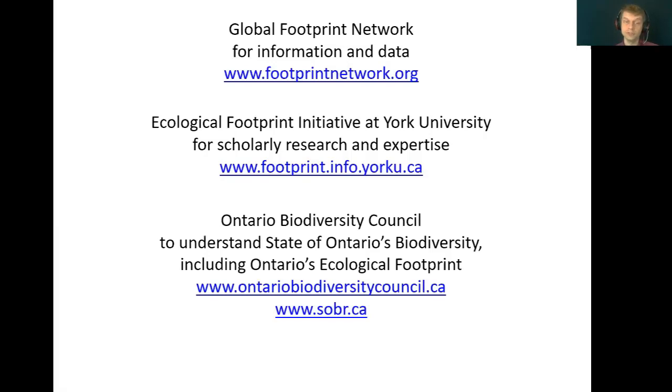And there's the Ontario Biodiversity Council, which helps to understand the state of Ontario's biodiversity, including Ontario's ecological footprint. Ontario's ecological footprint is one of the measures that's used in the State of Biodiversity Report for Ontario. And you can find that State of Biodiversity Report at sobr.ca.